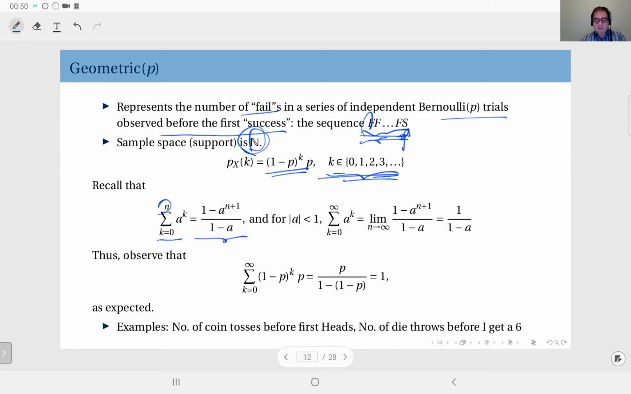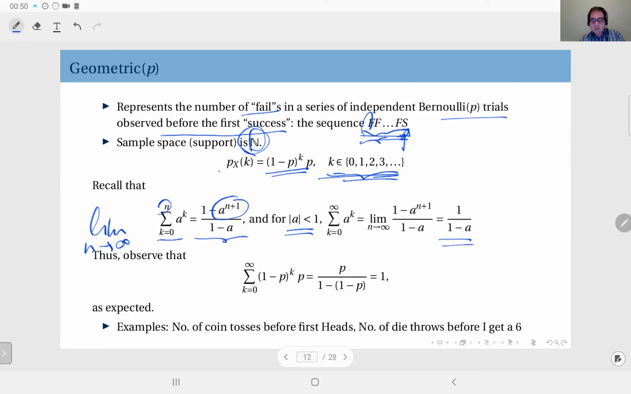And if you take the limit as n goes to infinity of this, provided that the magnitude of a is strictly smaller than 1, it cannot be equal, a to the power n will go to 0, as long as a in magnitude is less than 1. It could be negative, but it should be in magnitude less than 1. And that limit will converge to 1 over 1 minus a.